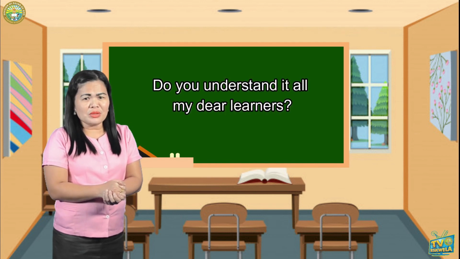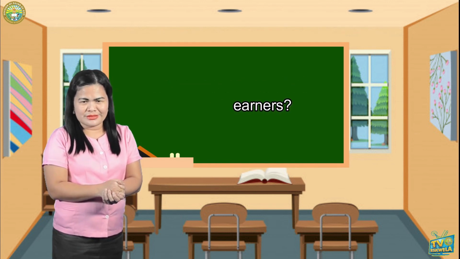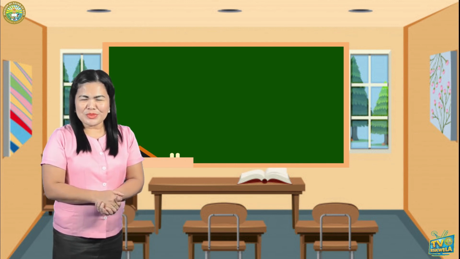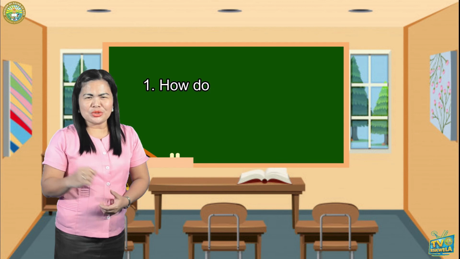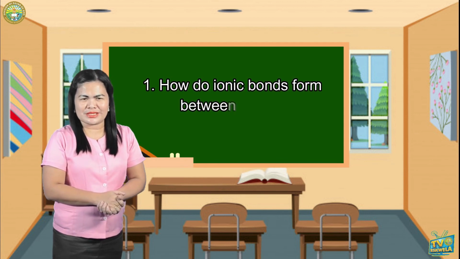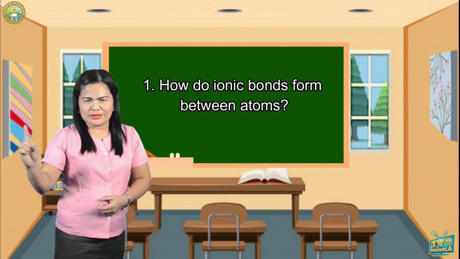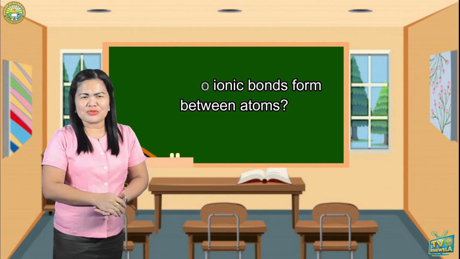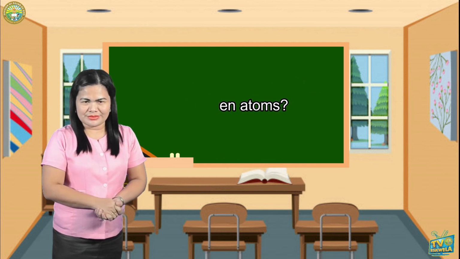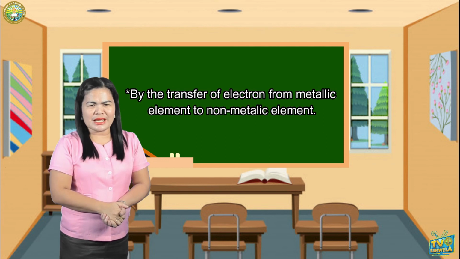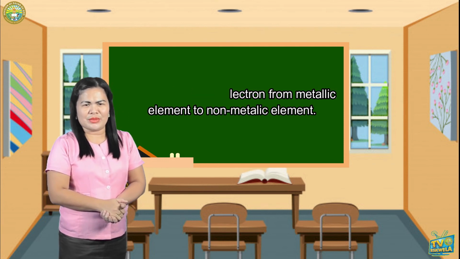Do you understand it all, my dear learners? Very good! Let me try to ask you some questions. Number 1. How do ionic bonds form between atoms? I repeat. Number 1. How do ionic bonds form between atoms? That's right! By the transfer of electrons from a metallic element to a non-metallic element.